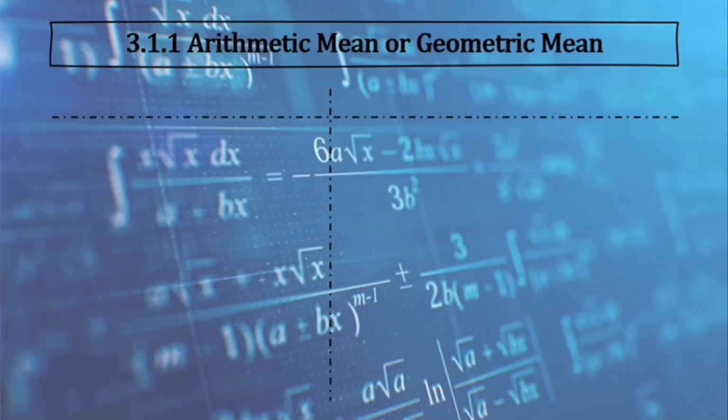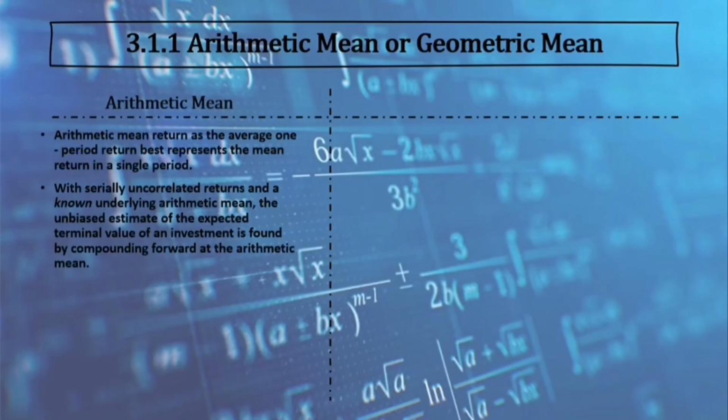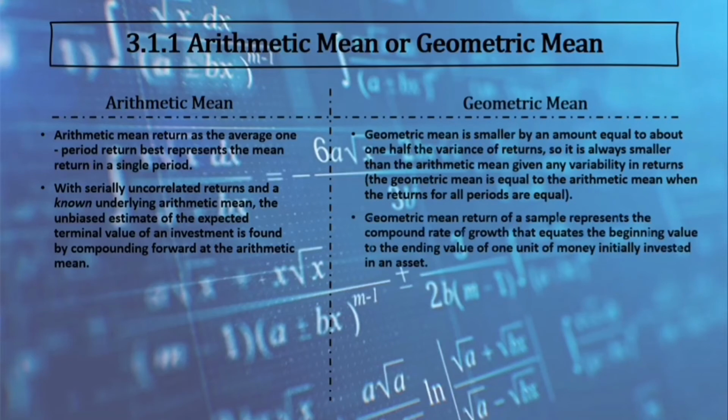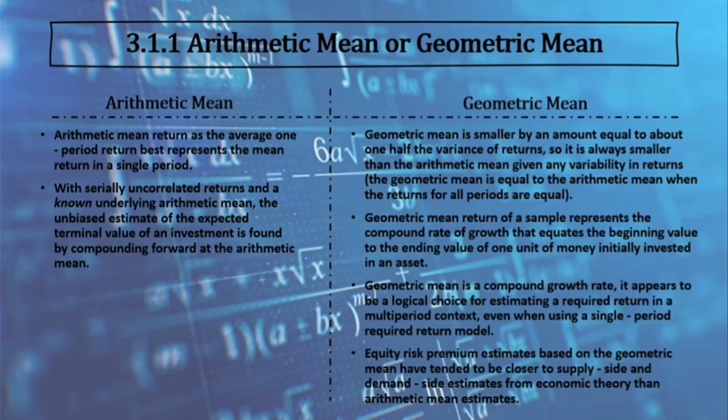3.1.1 Arithmetic mean or geometric mean. Arithmetic mean return, as the average one-period return, best represents the mean return in a single period. With serially uncorrelated returns and a non-underlying arithmetic mean, the unbiased estimate of the expected terminal value of an investment is found by compounding forward at the arithmetic mean. Geometric mean is smaller by an amount equal to about one-half the variance of returns, so it is always smaller than the arithmetic mean given any variability in returns. The geometric mean is equal to the arithmetic mean when the returns for all periods are equal.